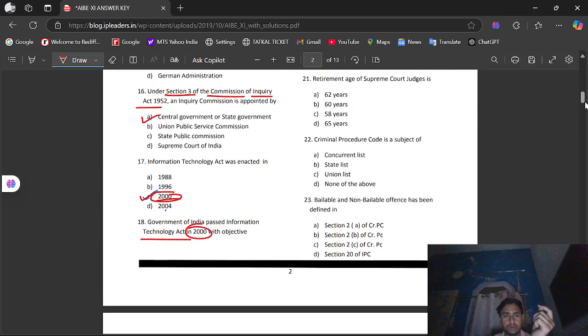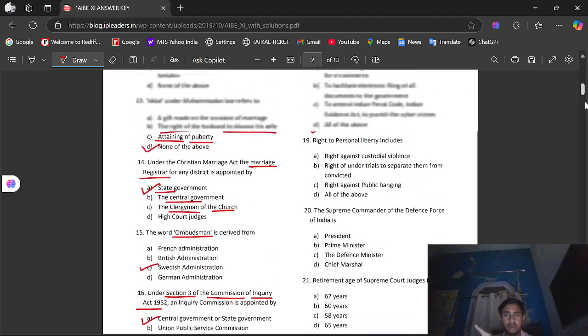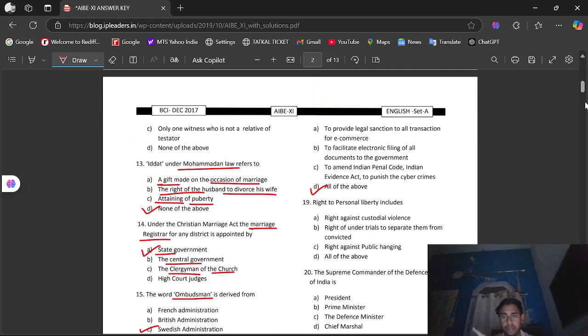Okay. So, Government of India passed Information Technology Act 2000 with objective to provide legal sanction to all transactions for e-commerce, and to facilitate electronic filing of all documents to the government, to amend Indian Penal Code, Indian Evidence Act to punish the cyber crimes. Okay. Question number 19.